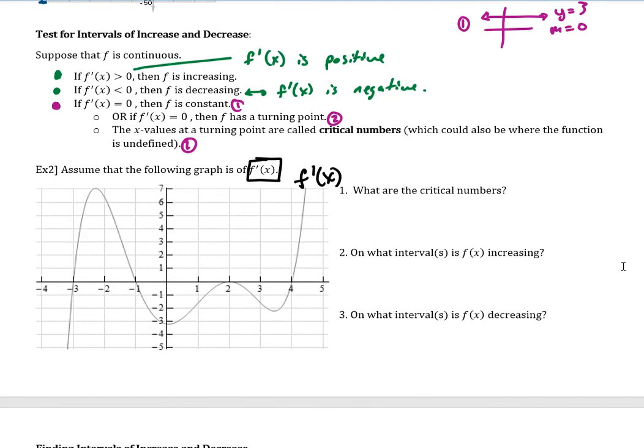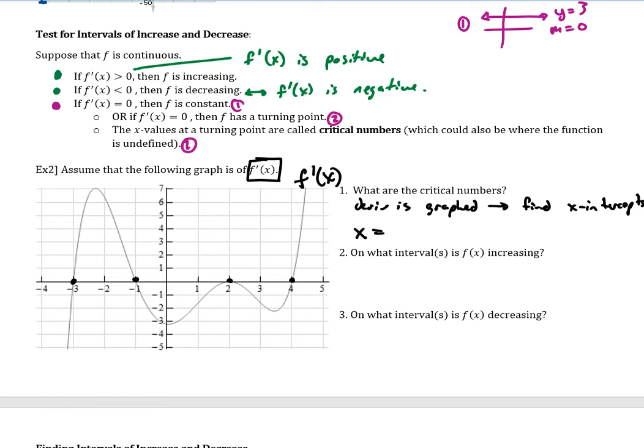Okay, so on number 1, it's asking what are the critical numbers? Okay, so that's telling you find where your derivative is equal to 0. So if the derivative is the graph that's given, that means we need to find the x-intercepts. Okay, so what are the critical numbers? So those are our x values where our x-intercepts are. I'm just going to bold them in the black here.